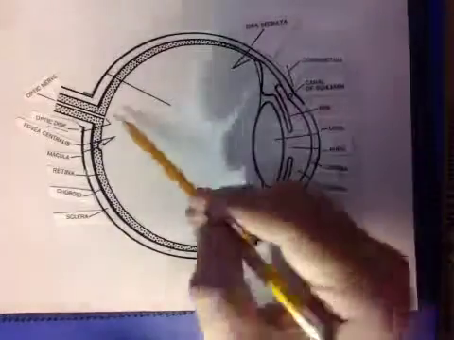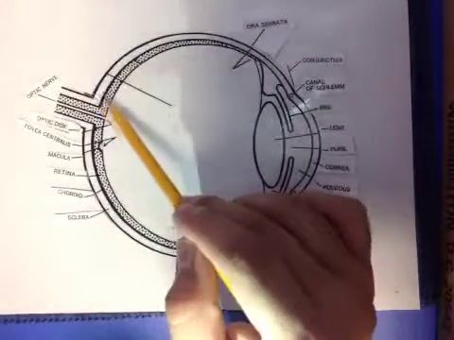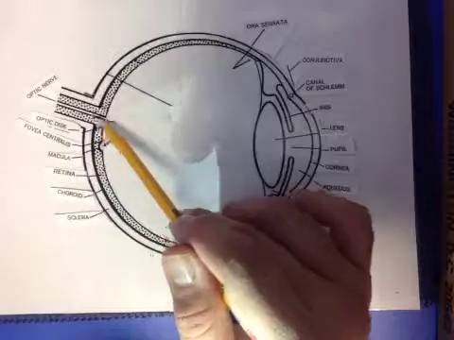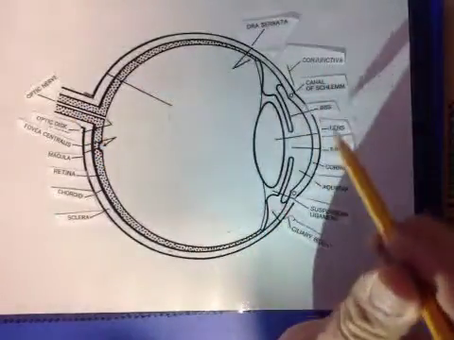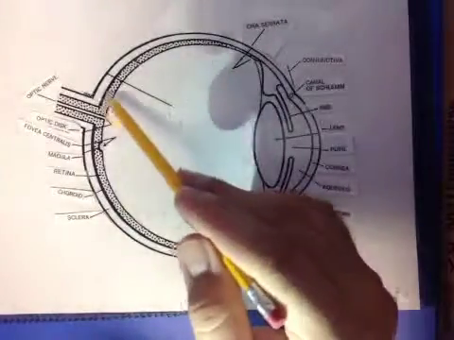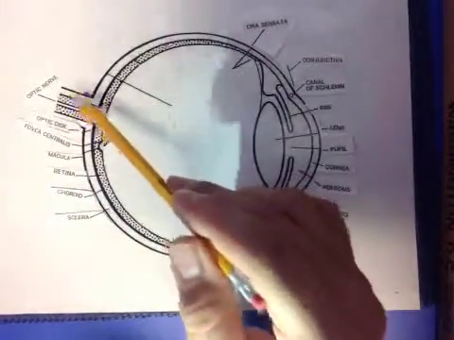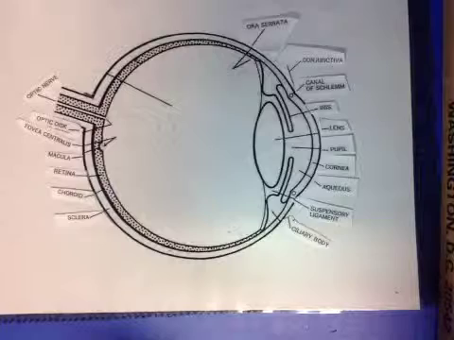So the optic nerve is composed of millions of fibers that act as a cable, and that's what relays the information of what the eye is looking at, and then it sends it to the occipital lobe of the brain.